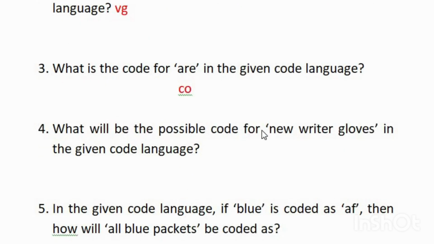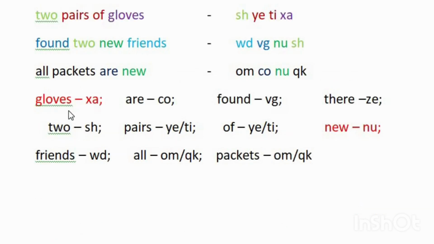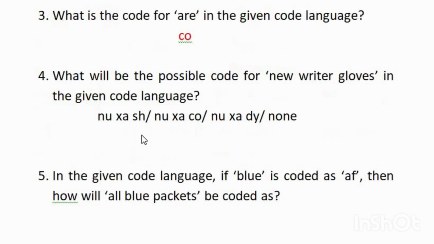Next question, what will be the possible code for new writer globes in the given code language? We know that the code for globes is XA and the code for new is NU, and there is no word called writer in this particular question. So you have to choose those options which have one code that is from outside. Suppose these are the options, which one will you opt? NU and XA are the codes for new and globes, right? And you have to choose whether it is SH or CO or DY or none of these.